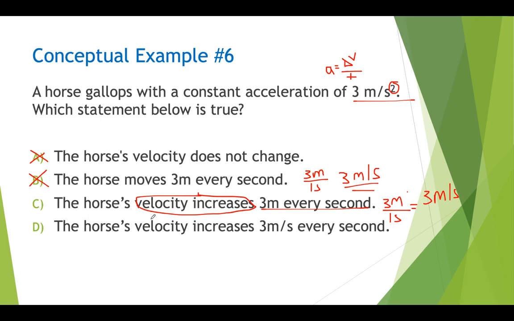In answer choice D, we have similar wording. The horse's velocity increases 3 meters per second every second. That means that every second, the velocity increases by 3 meters per second. That would give us 3 meters per second squared. So technically, the right description of motion to match that acceleration rate would be answer choice D. We have to dimensionally get meters per second squared in order to show acceleration.